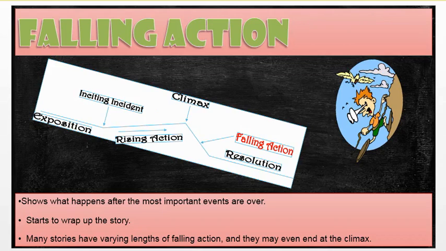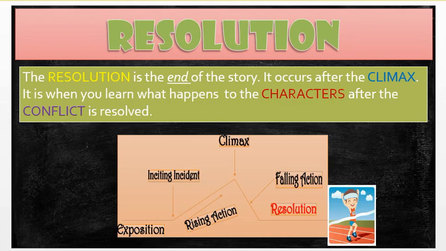The falling action is where the story starts to wrap up, and these have varying lengths in writing. They may even end at the climax. Some stories do, but oftentimes there's a falling action, which is somewhat of a closure to a story. And then you have the resolution, which is the final ending. The characters and the conflict are resolved, and the end of the story occurs in the resolution.